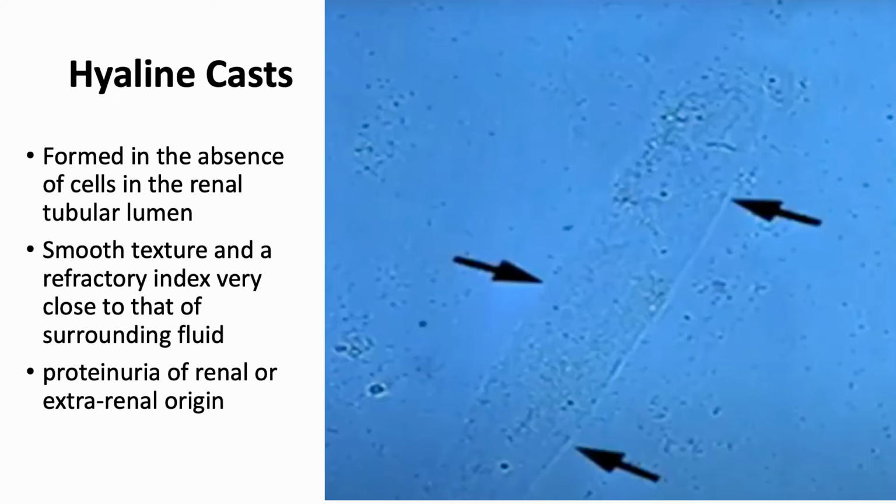So when they are present in low numbers in concentrated urine of otherwise normal patients, these hyaline casts are not always indicative of a clinically significant disease. However, greater numbers of hyaline casts may be associated with proteinuria of renal or extrarenal origin.